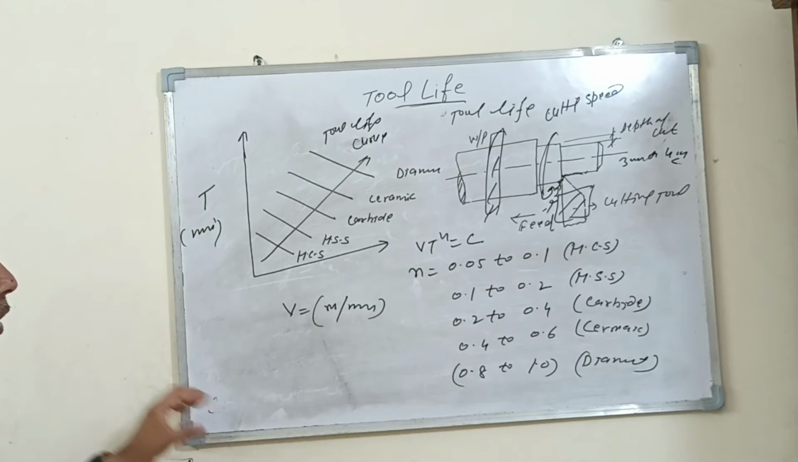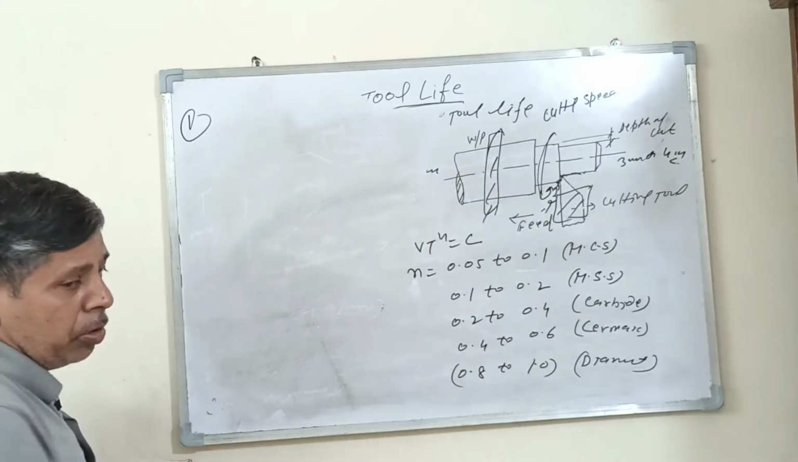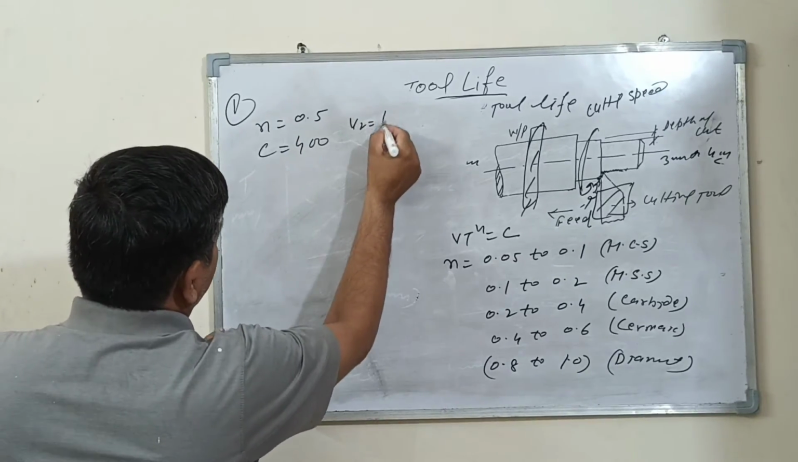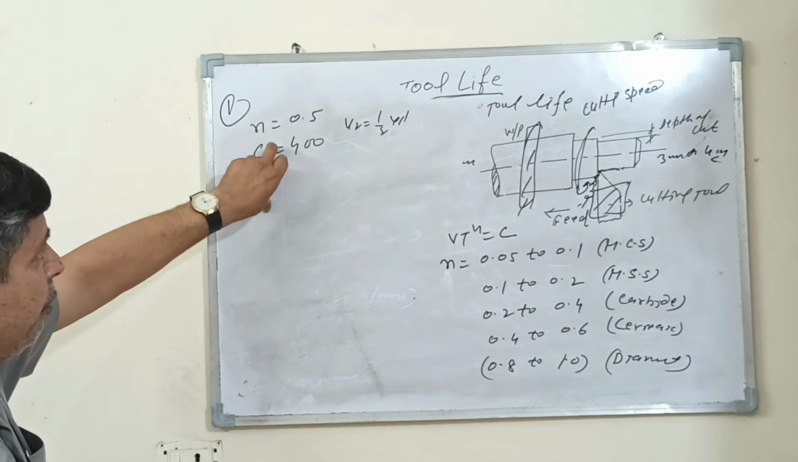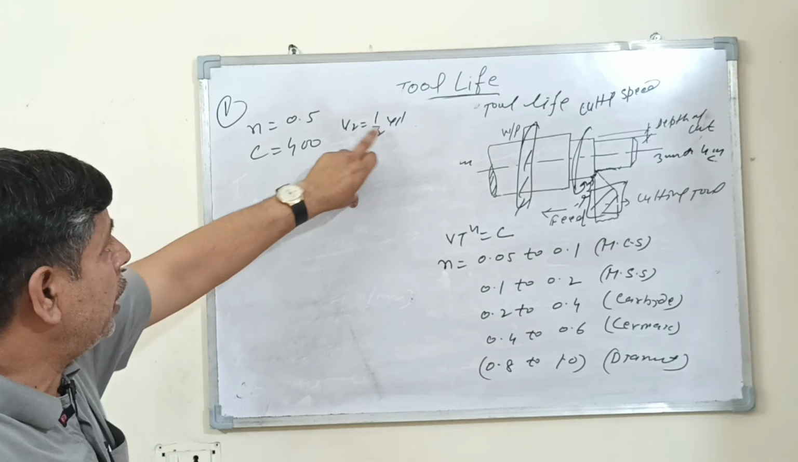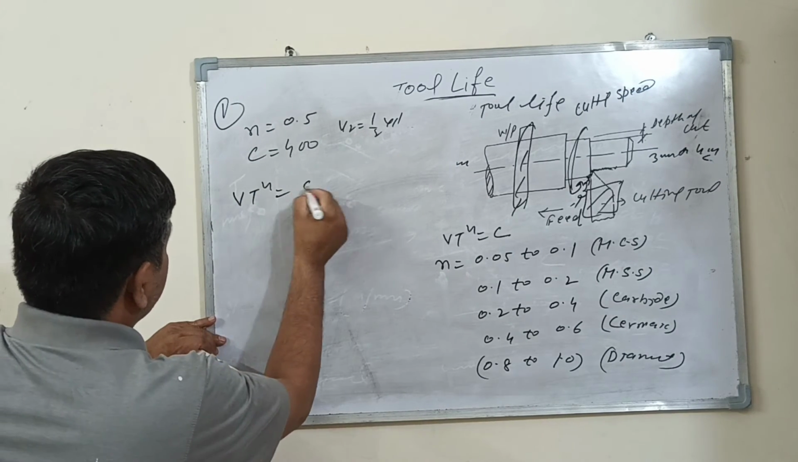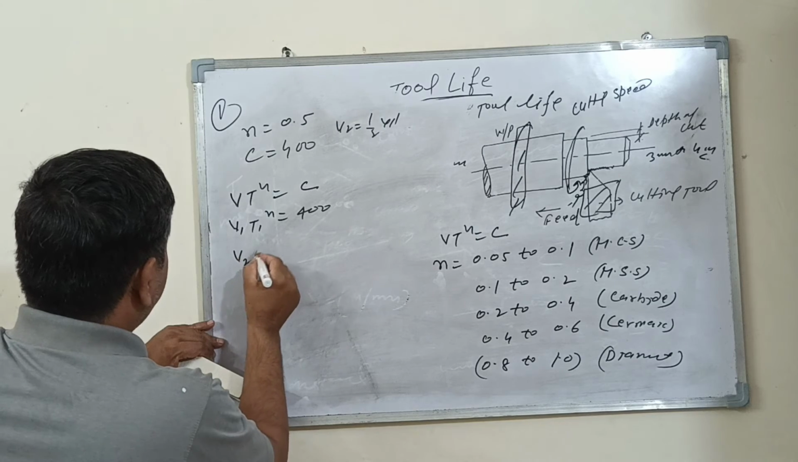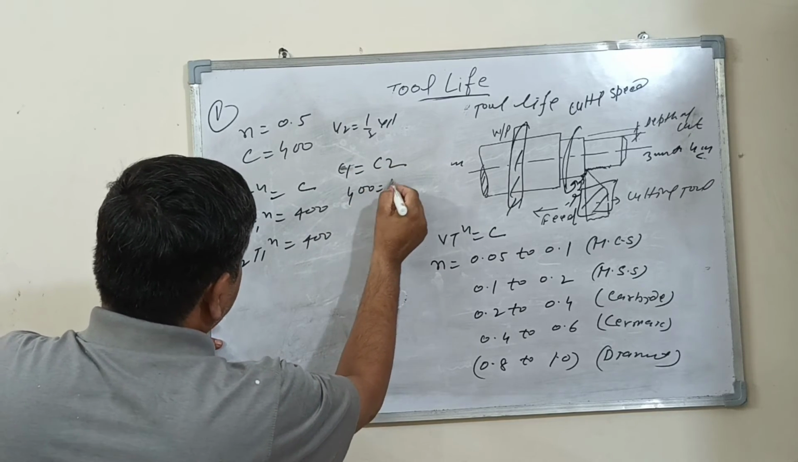How to use n in a numerical? Let me do question number one. n is equal to 0.5, C is equal to 400, V2 is equal to half V1. It means the Taylor exponent value 0.5 and constant 400 are given. So V2 means what will be the percentage increase in tool life when the cutting speed is halved? So VT^n is equal to C. So V1 T1^n is equal to 400, V2 T2^n is equal to 400. So it means C1 is equal to C2, so 400 is equal to 400.